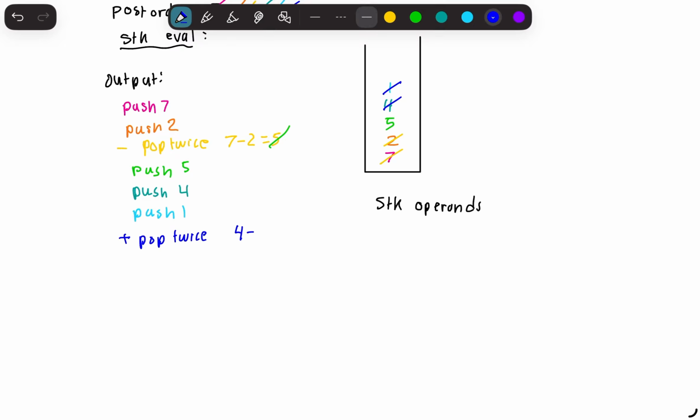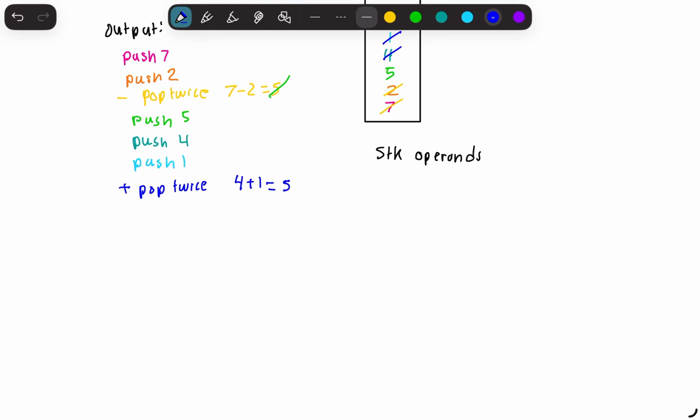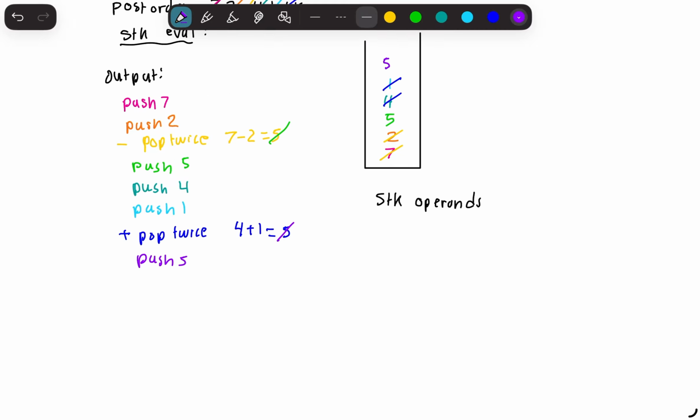So that's going to be 4 plus 1. The operator goes in the middle because that's just how math works. That's 5, and then you're going to push the result. Push 5. So 5 is now on the stack. So you have 5 and 5 on your stack right now.